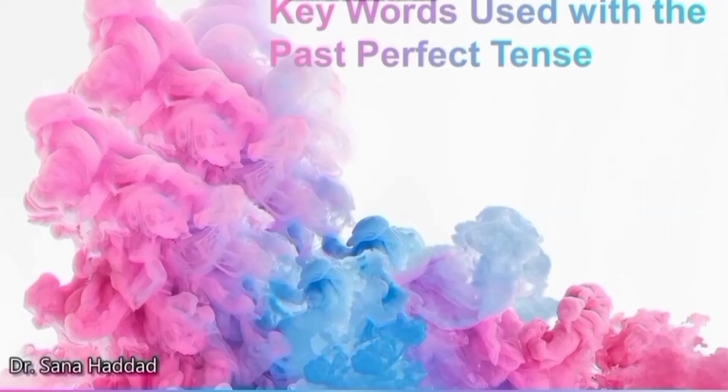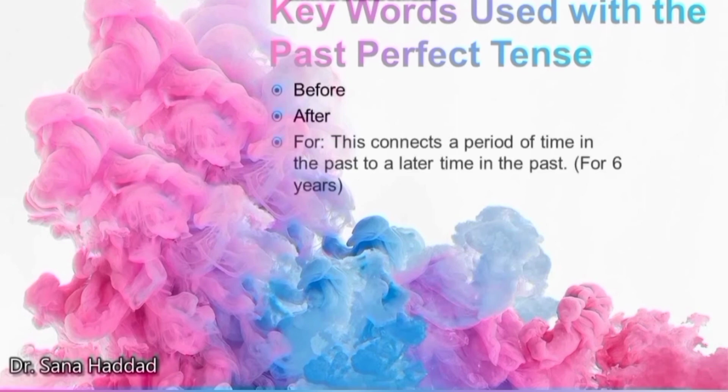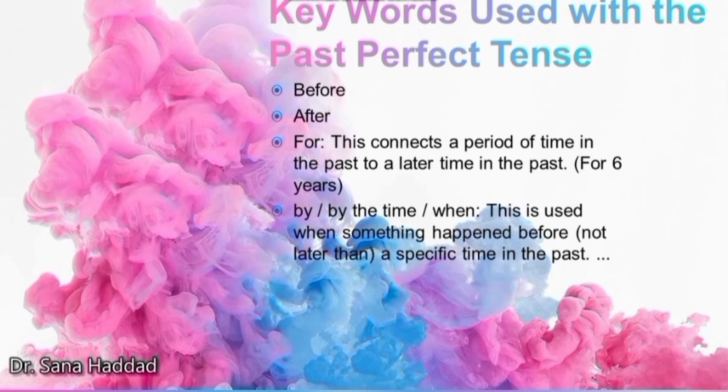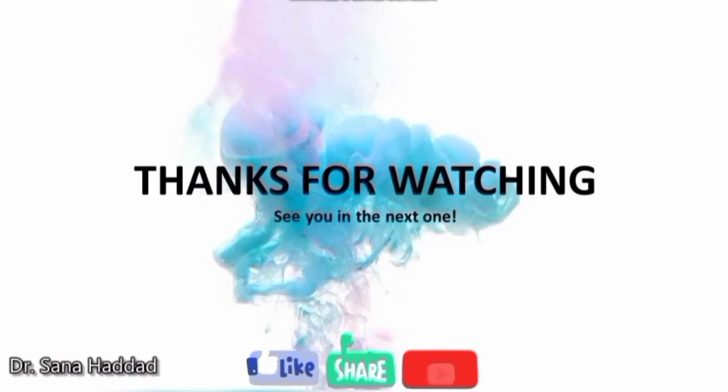Here are some keywords used with the past perfect tense. Before, after, for. This connects a period of time in the past to a later time in the past. For example, for 6 years. By the time, when. This is used when something happened before, not later than a specific time in the past. Just, already, and yet.